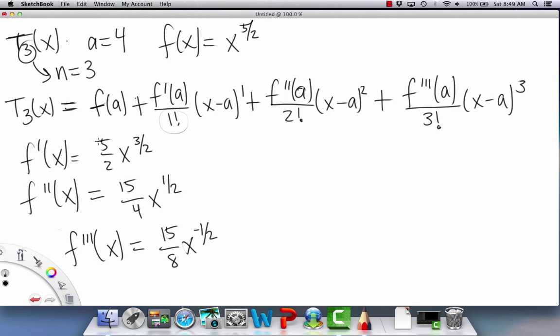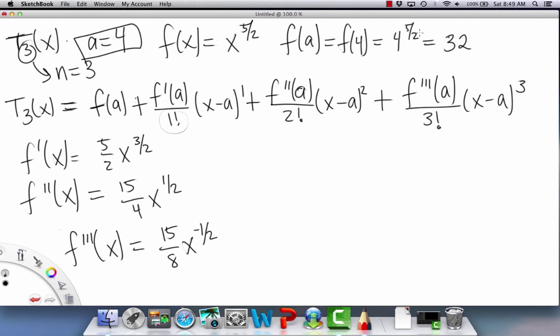Okay, so now we don't just need these. We need them evaluated at our a value, right? So I'll start with the original one. We're going to find f of a. So that's going to be f of 4, right? Because we know our a equals 4 here. Okay, so f of 4 is equal to 4 to the 5 over 2, which is equal to 32, because square root of 4 is 2, 2 to the 5th is 32. So we have our f of a, that's good. Now we need f prime of a. So f prime of 4 is going to be 5 over 2 times 4 to the 3 halves, which is equal to 20.